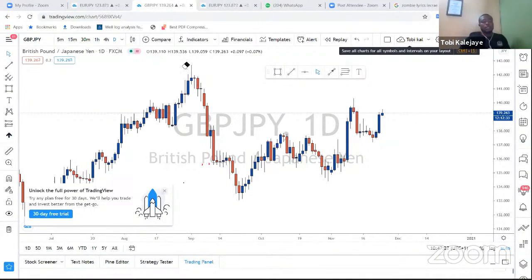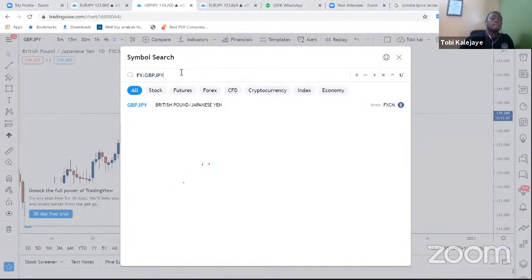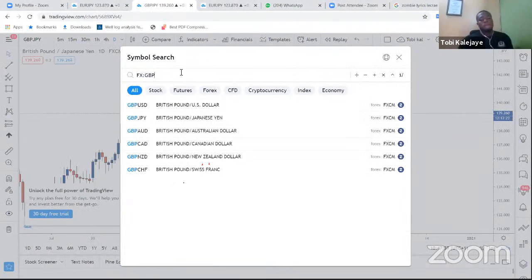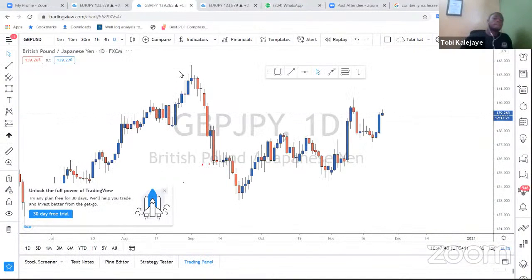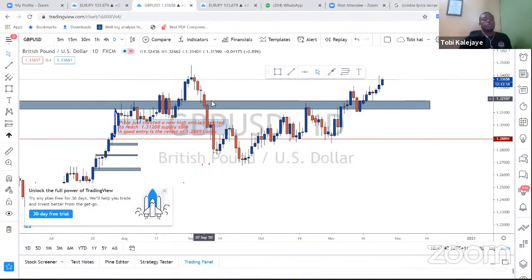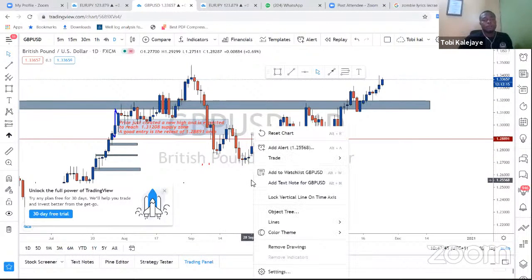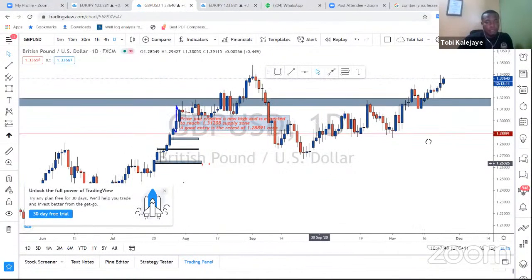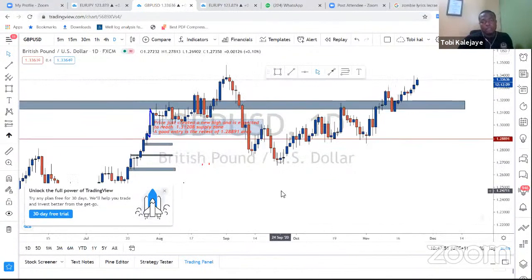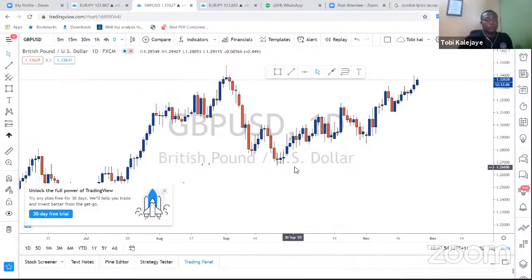Okay, GBP USD. Okay, good. So let's look at this together. I've marked it out at a particular point in time. All right, one thing I think I need to quickly say is this.